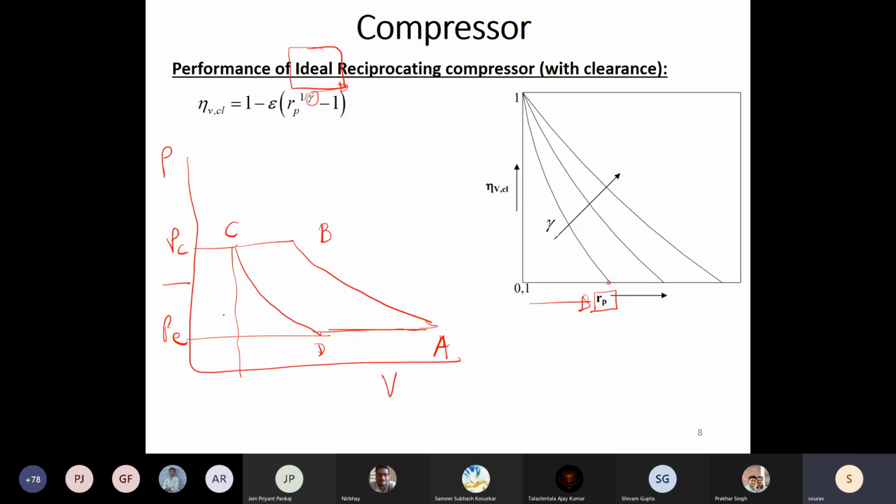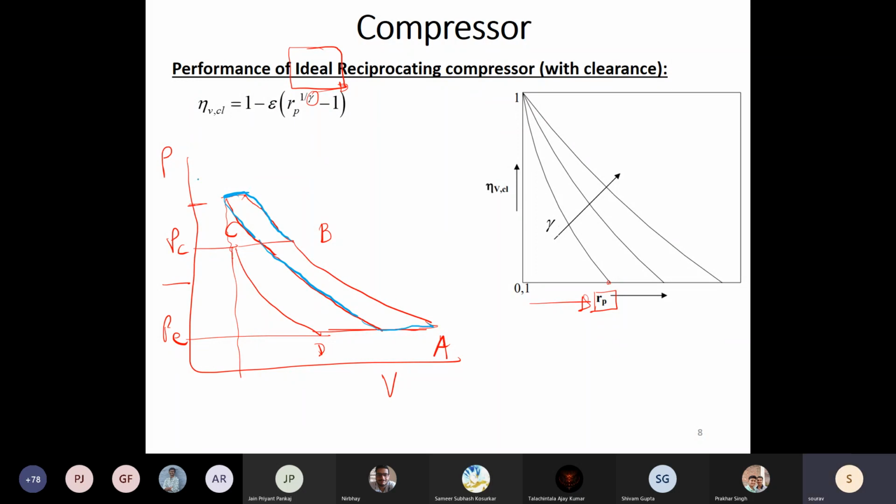Let's say I maintain the same Pe and increase the Pc. So now I will have to compress all the way till here. Let's say this is your new Pc. I will discharge up to this volume, and I will then re-expand. So this will be my new cycle. Let me use another color. I will compress all the way till here, discharge till this Vc, and then this becomes my new cycle.